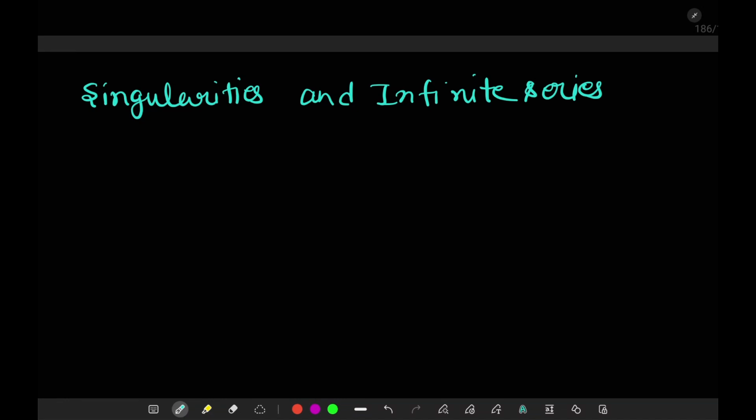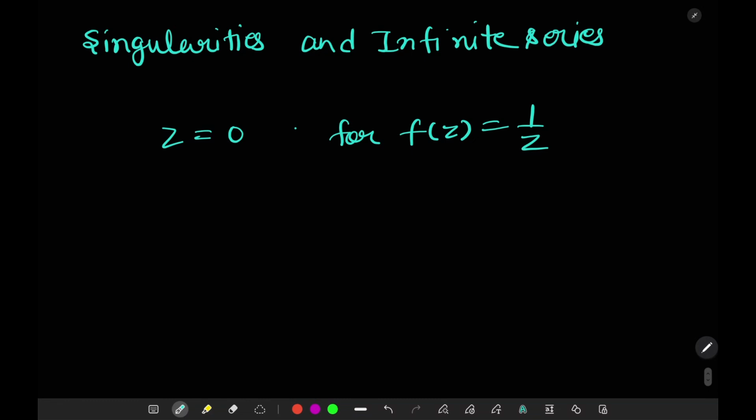Singularity points. If a is a singularity or a singular point of a function, it is the point where the function ceases to be analytic. For example, z equals 0 is a singularity for f(z) equals 1 by z. Here, if we put z equals 0, f(z) becomes infinite.